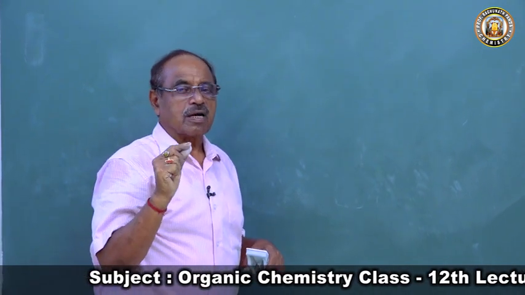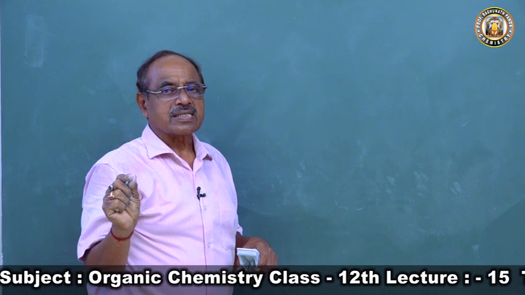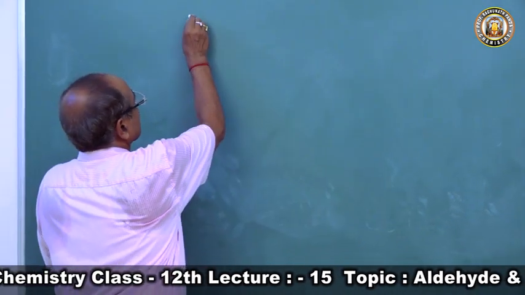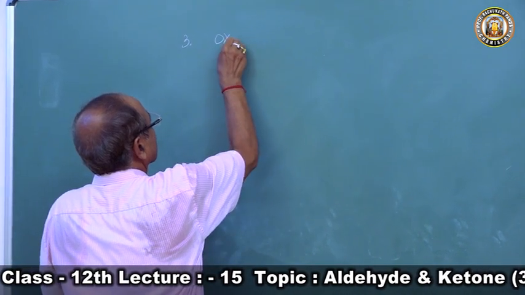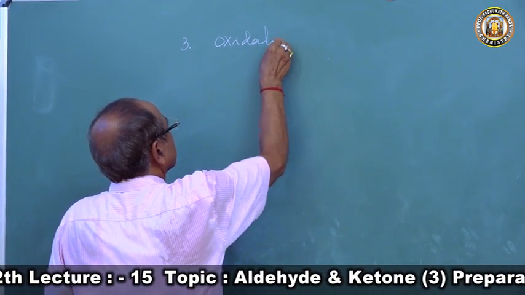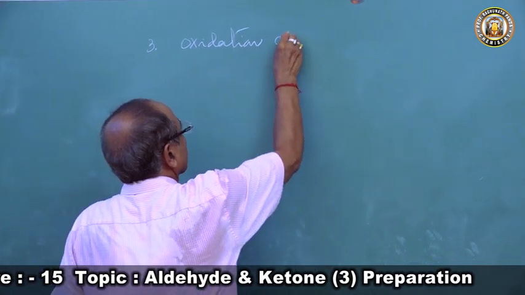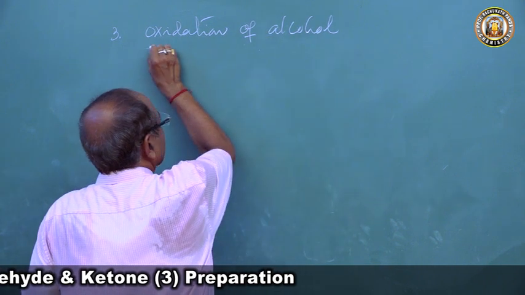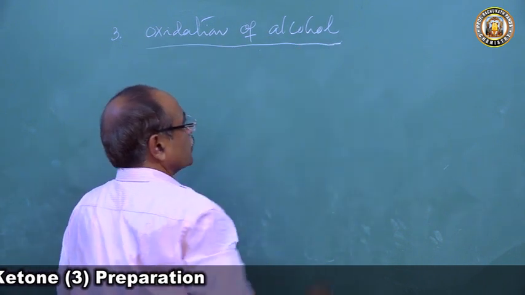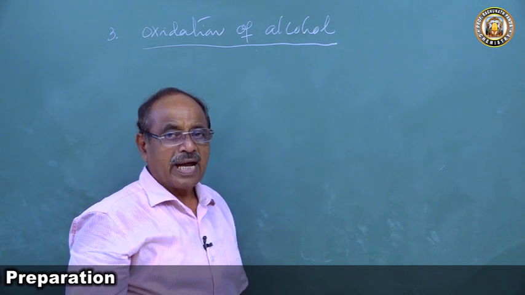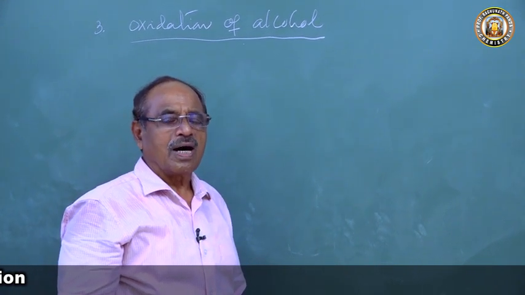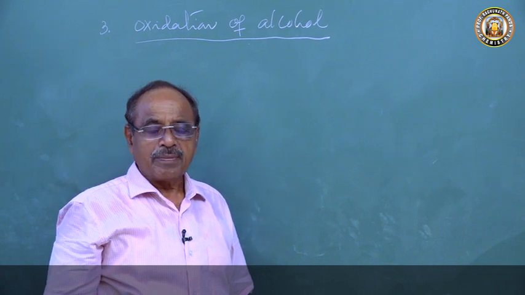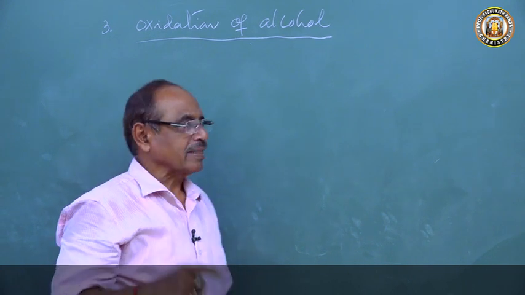Now let's come. First is hydrolysis of alkyl gem halide, then hydration of alkyne, then we come to oxidation of alcohol. The third method we have taken is the oxidation of alcohol. We have done this in the alcohol chapter: primary alcohol on oxidation produces an aldehyde, and secondary alcohol on oxidation produces a ketone. So primary alcohol has two active hydrogen atoms.